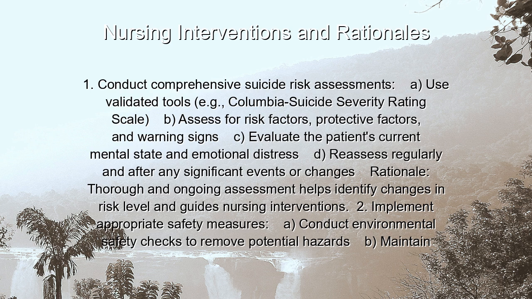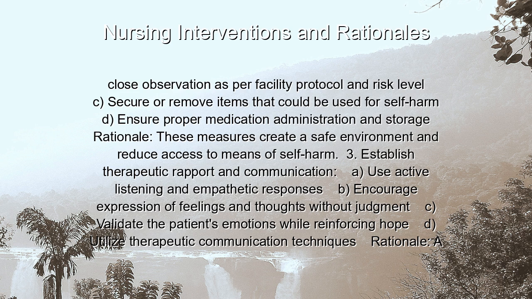2. Implement appropriate safety measures. A. Conduct environmental safety checks to remove potential hazards. B. Maintain close observation as per facility protocol and risk level. C. Secure or remove items that could be used for self-harm. D. Ensure proper medication administration and storage. Rationale: these measures create a safe environment and reduce access to means of self-harm.